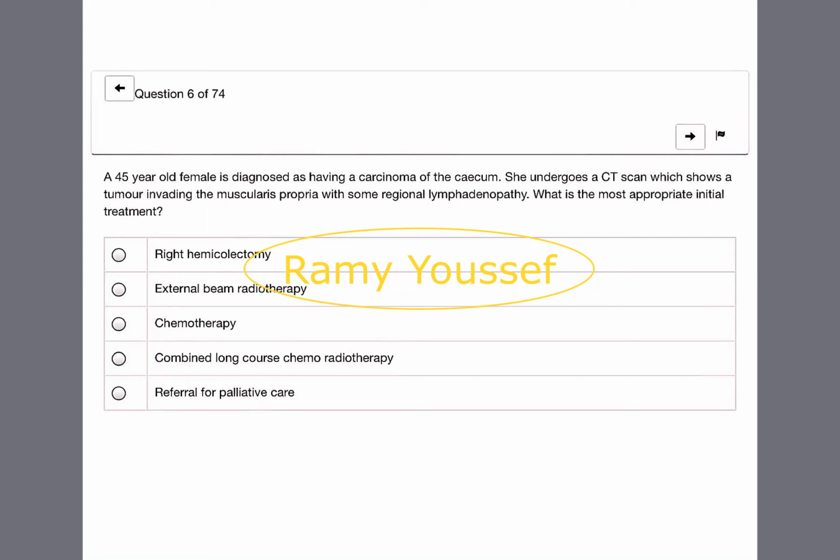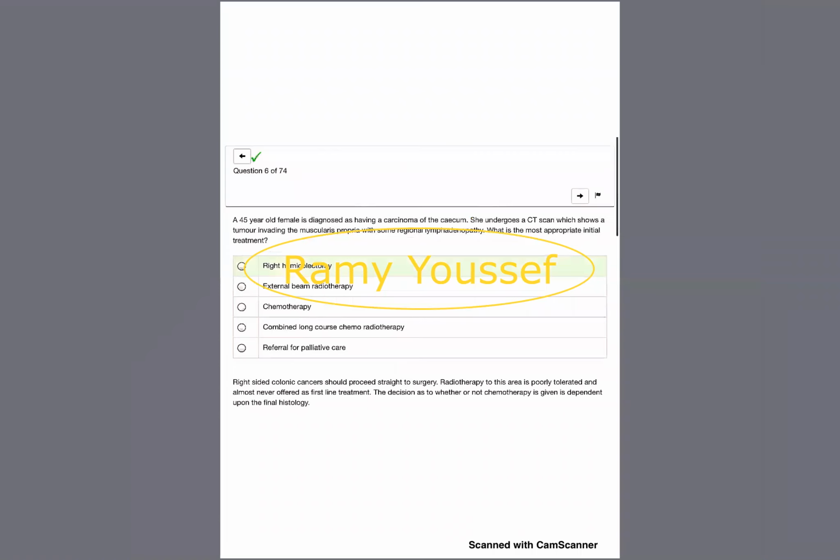Yes. Because the lymph node is related to the arterial supply, and during the right hemicolectomy, we ligate the right colonic artery and remove all the nodes. Yes. Okay. So you choose right hemicolectomy. So under the CT, you chose tumor invading the muscularis propria with some regional lymphadenopathy. The appropriate initial treatment, we'll go for right hemicolectomy.